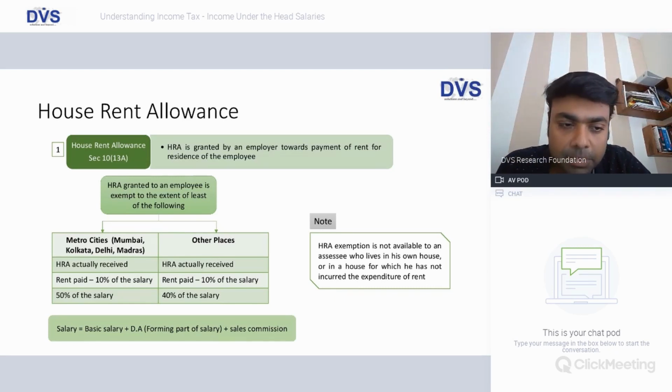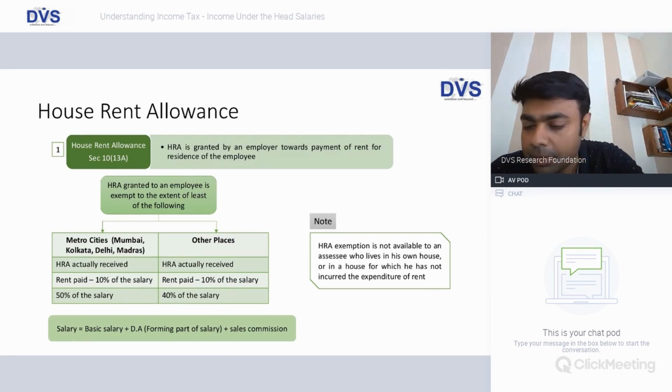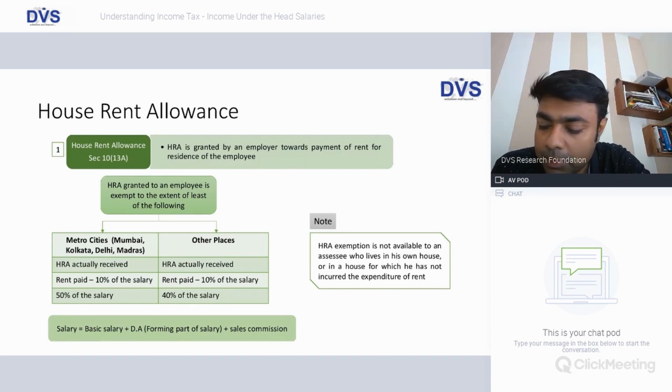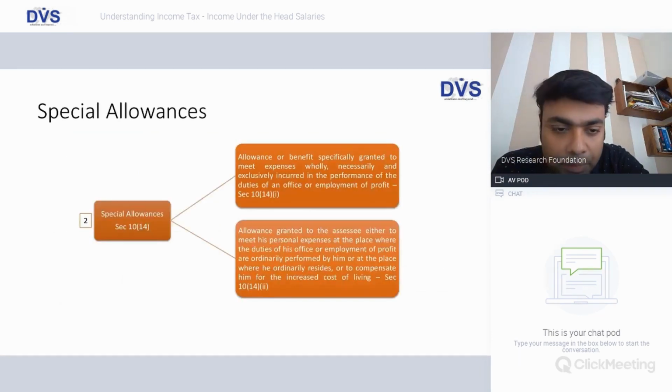And the definition of the term salary here: salary effectively means basic plus DA forming part of salary for retirement benefit, plus commission, if any, payable to an employee on the basis of percentage of turnover achieved by him, which is sales commission or whatever you call it.